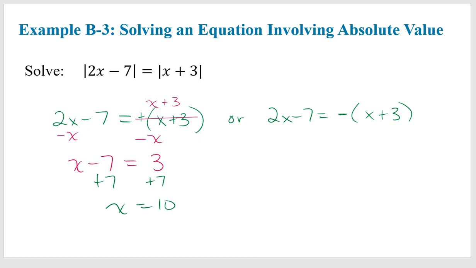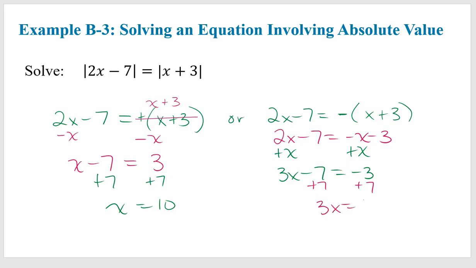So there's my first answer, which of course you would check because we're all good students. All right, and then I would go to the other side. Here I need to distribute that negative sign, and then I'm going to get all the x's on one side. So I'm going to get rid of that negative x because that's the smallest one. That gives me 3x minus 7 equals negative 3. Then I'm going to add 7 to both sides, and I get 3x equals 4. And then I'm going to divide both sides by 3, and I get x equals 4/3.